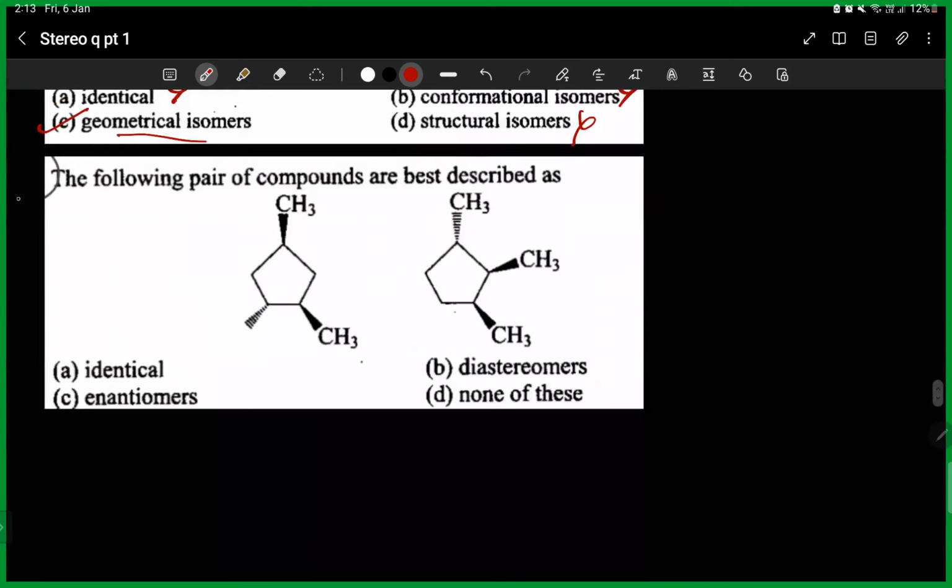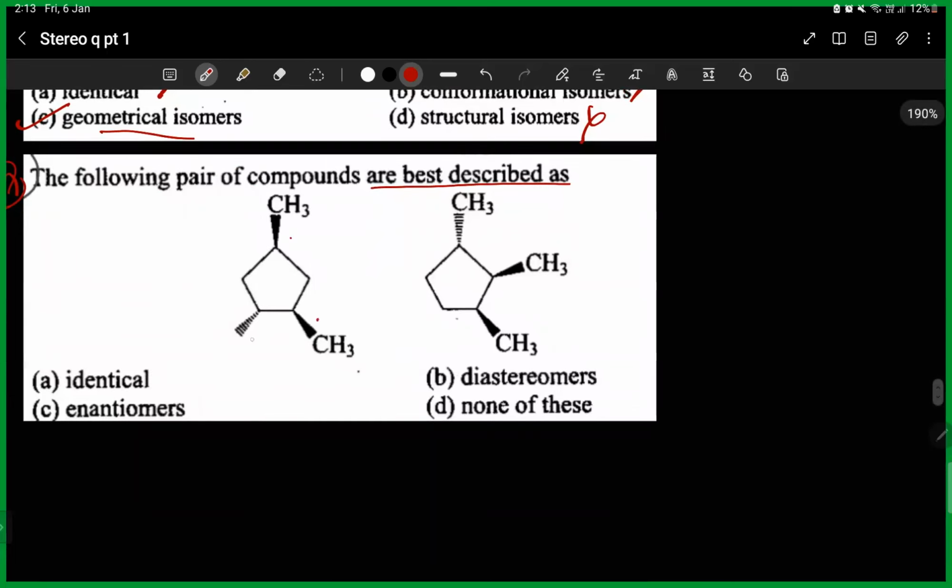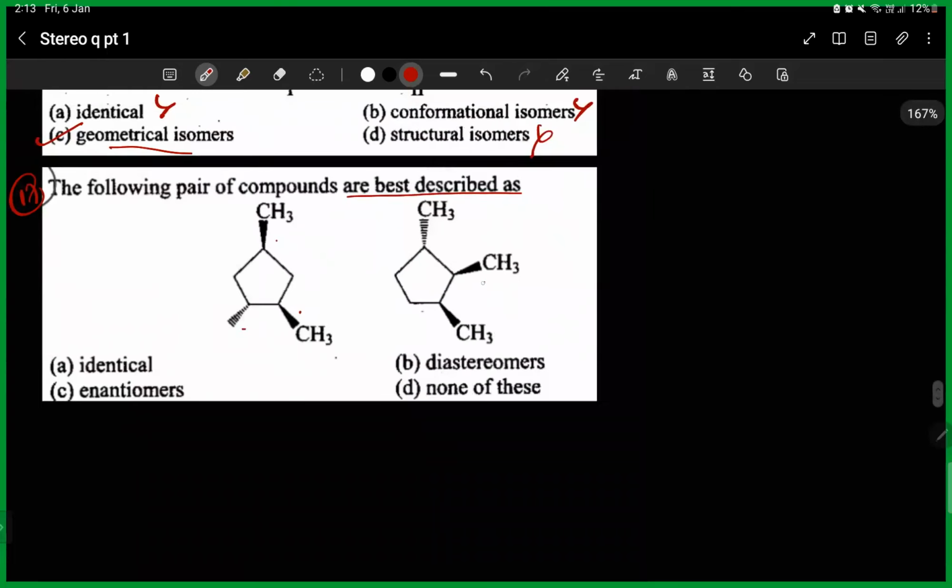Now, the last question, 17th question. The compounds are best described as. So you have two methyl groups above the plane, one methyl group below the plane. Two methyl groups above the plane, one methyl group below the plane. So here you can't say cis trans because you don't have a stereogenic center and you don't have same number of carbons between each groups. So there should be positional isomers because the position of methyl groups is different, right? So they should be positional isomers. The answer is none of these.